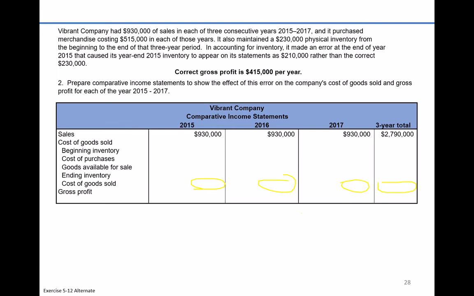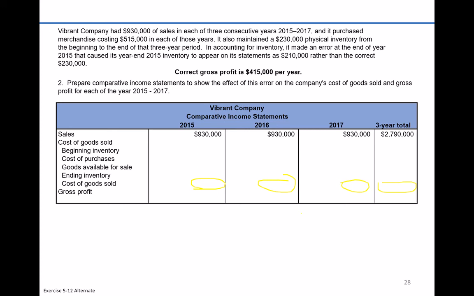So on the second part of the problem, it says, prepare a comparative income statement to show the effect of this error on the company's cost of goods sold and gross profit for each year for year 2015 and 16. So remember what's happening here. It should have been 230,000 of ending inventory, but they did something wrong. They counted it wrong as 210,000.